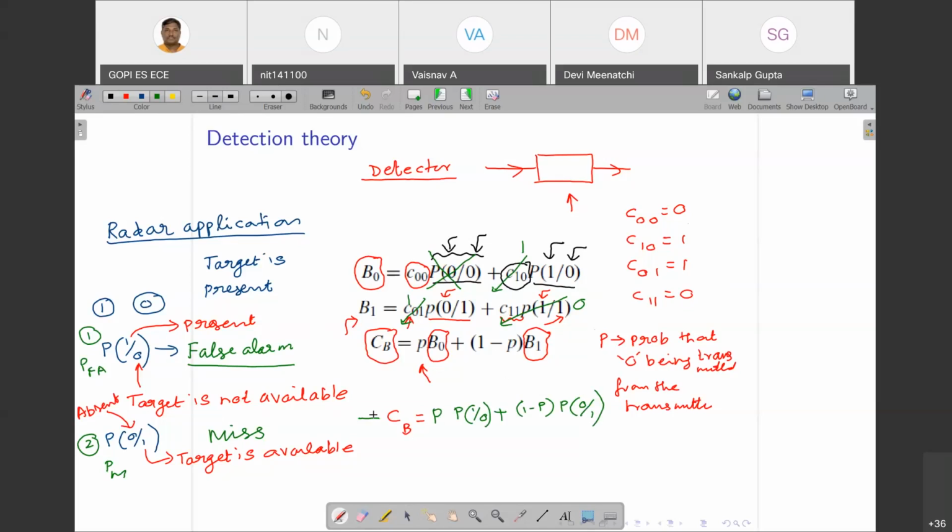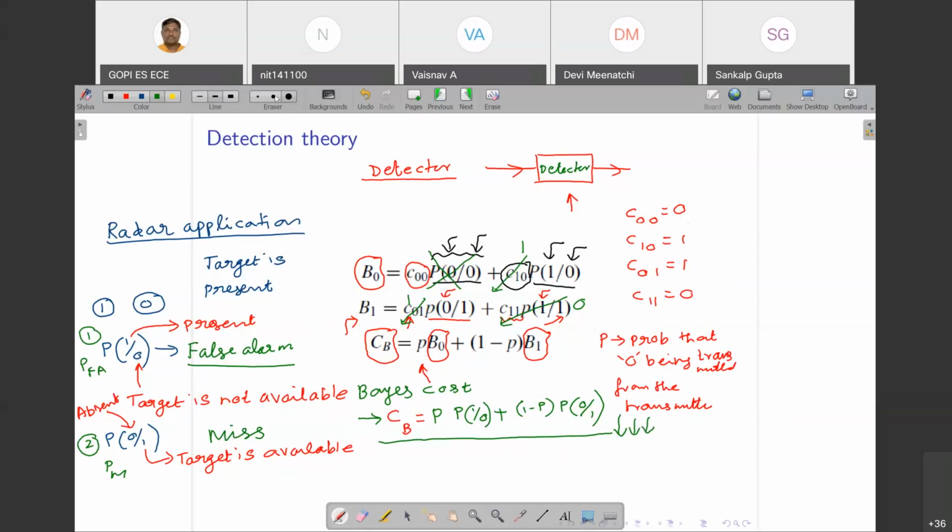So this is the Bayes cost, a very important cost that we have obtained. This is called the average cost, which we call the Bayes cost. You have to find the rule for the detector such that this cost function, the Bayes cost, is minimized. That is the goal. That is what we are going to have here.